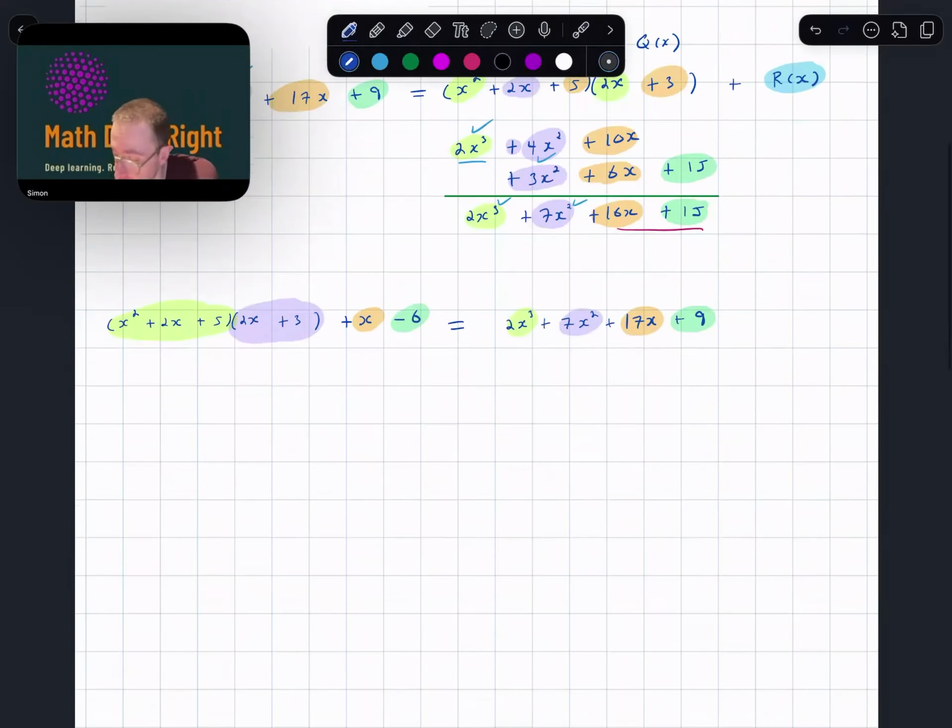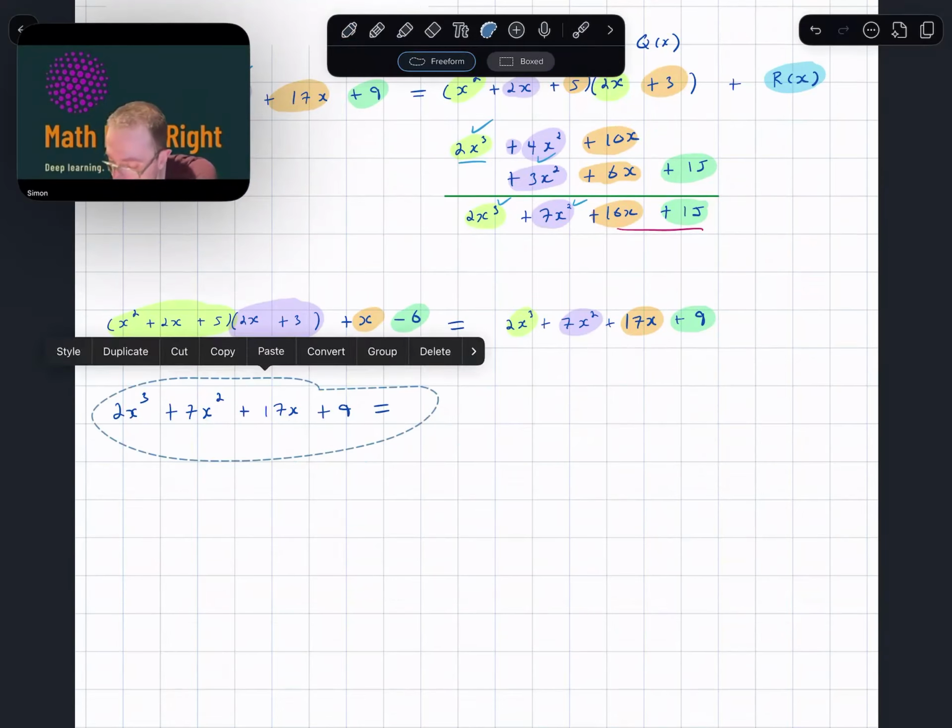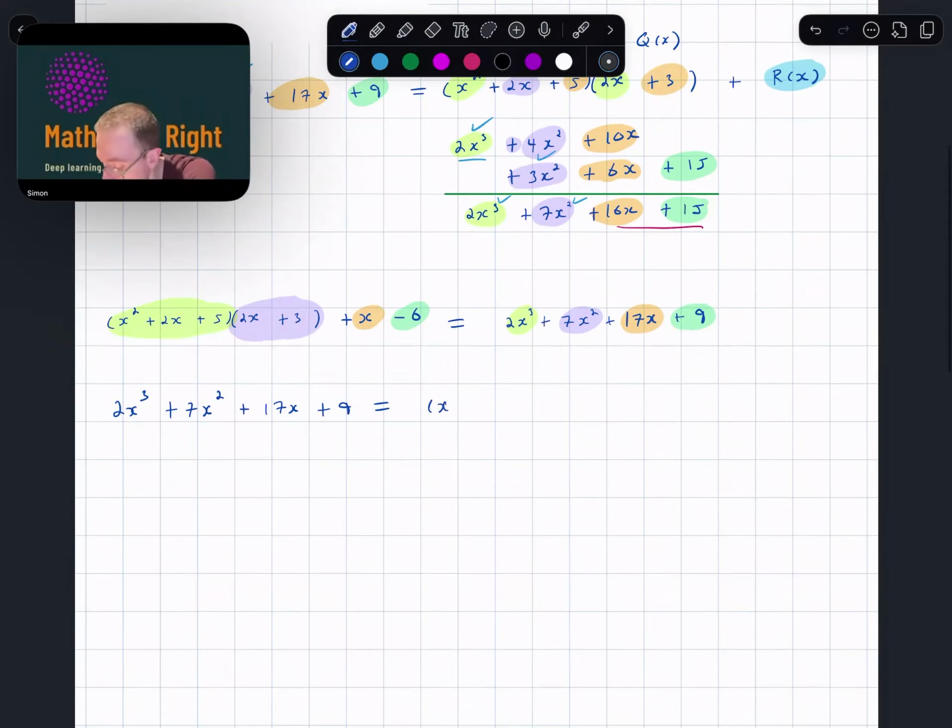Actually, our division statement overall, we write it usually in the other way. Final division statement is 2x cubed plus 7x squared plus 17x plus 9 is equal to x squared plus 2x plus 5 times 2x plus 3 plus x minus 6.